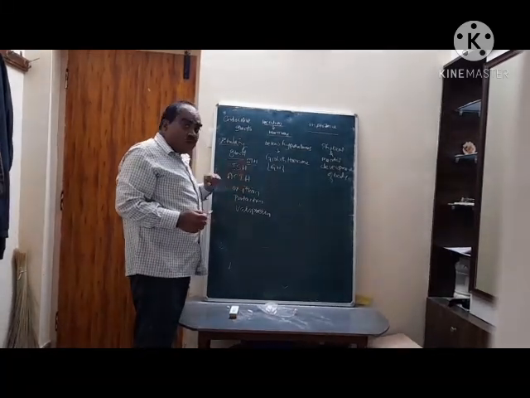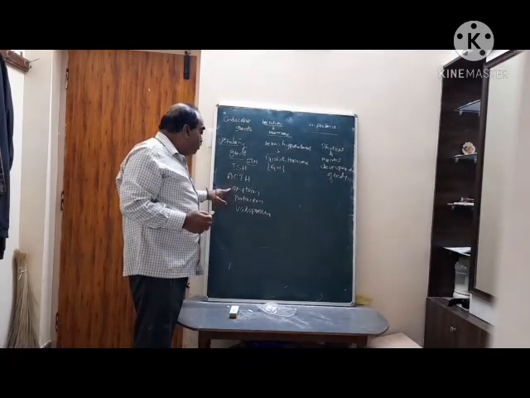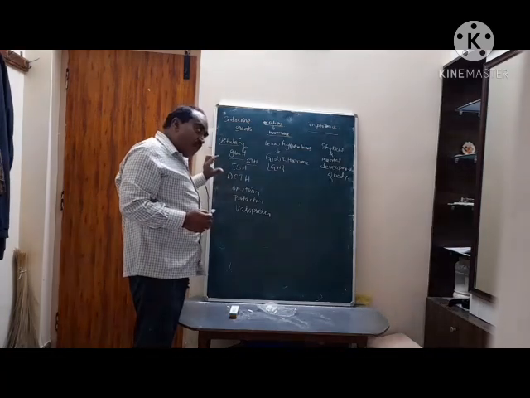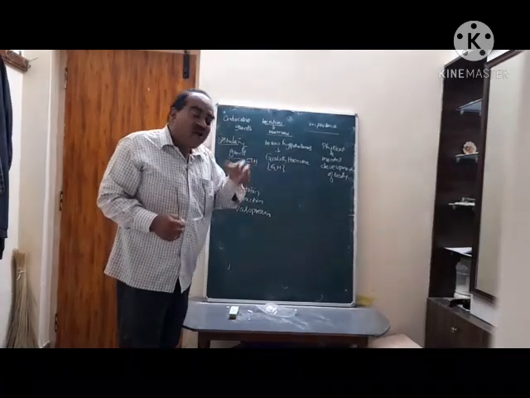ACTH is adrenocorticotropic hormone. Oxytocin hormone and prolactin hormone are produced only in the pituitary gland of females. So, the pituitary gland is present both in male and female, of course.